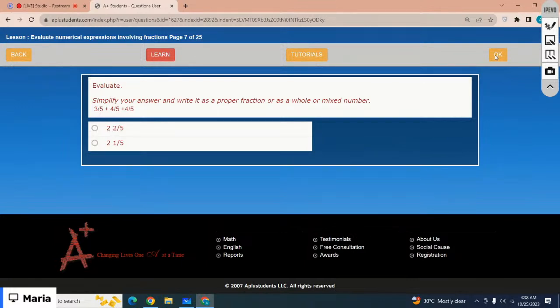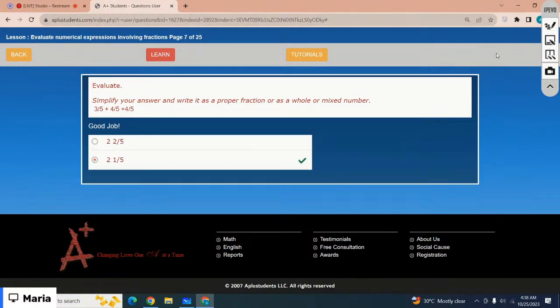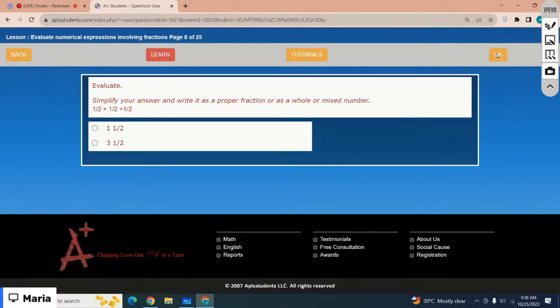Okay, evaluate 3 by 5 plus 4 by 5 plus 4 by 5. So which is the correct option? Yes, that will be 2 whole 1 over 5. Option number 2 is the correct option.